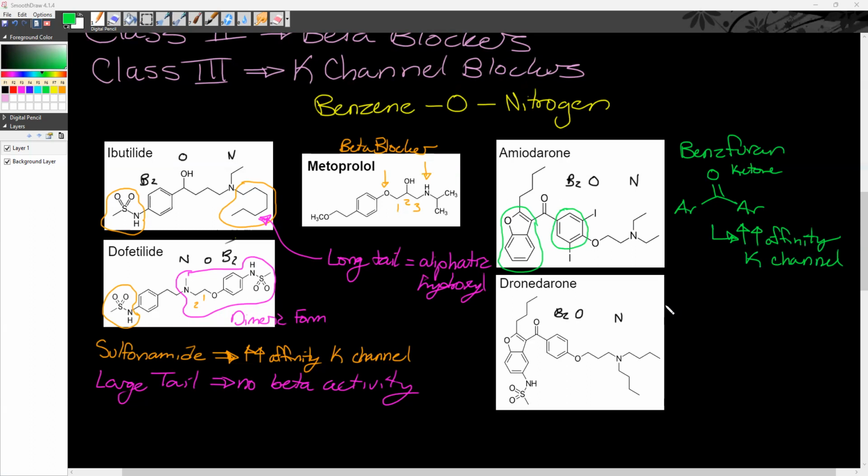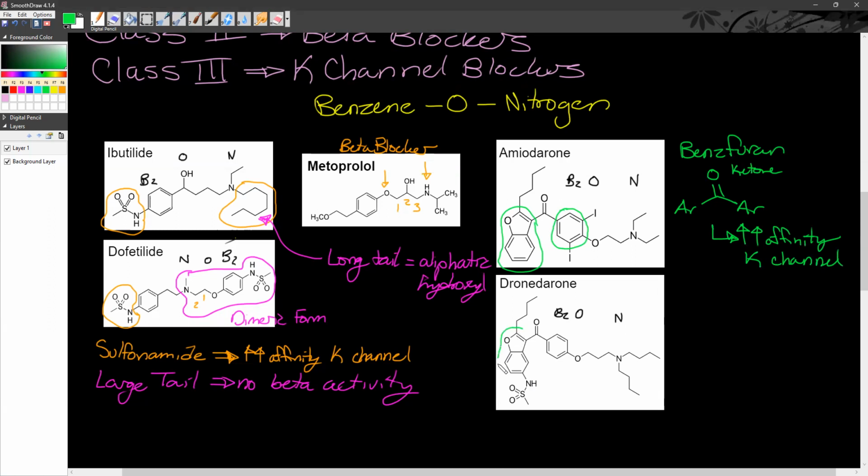All right. When we look at dronedarone, same sort of thing. We have two aromatic groups, and either side of the ketone is an aromatic group. So that's what makes dronedarone and amiodarone into potassium channel blockers. Give me 1 second.